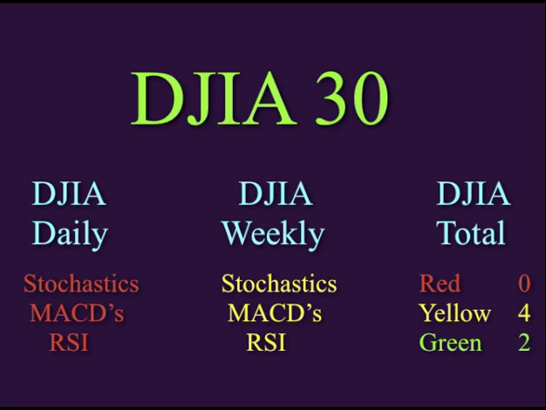And summing up the Dow Jones, we analyzed the daily chart and the weekly chart. On the daily chart, we found the stochastics, MACDs, and the relative strength index were all negative, and we gave them a red mark. Over on the weekly chart, we found the stochastics, MACDs, and relative strength index were all neutral. We gave those yellow marks. And for a total, we had 3 red marks, 3 yellow marks, and 0 green marks for the Dow Jones.